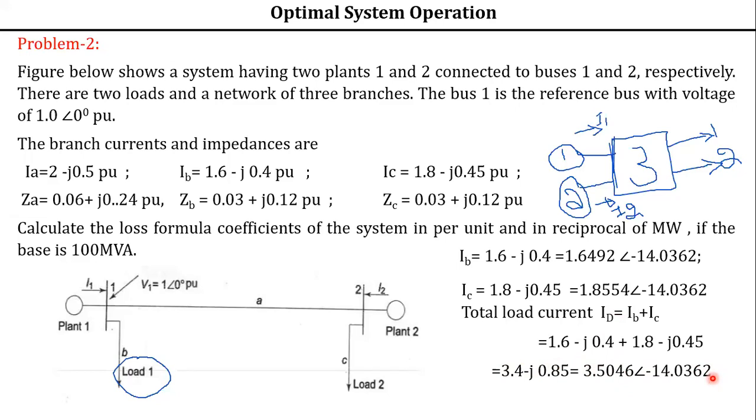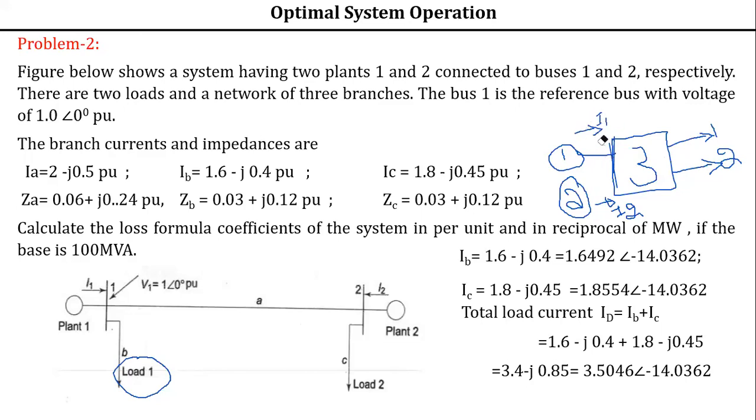Now what you have to do, you take case 1 and case 2. What is case 1? When plant 1 alone is supplying the load. Understood? That means plant 2 is not supplying any load current. So plant 1 alone is supplying the total load current. In such a case, when plant 1 itself is supplying the load current, I1 is equal to ID, the total ID. So this is case 1.